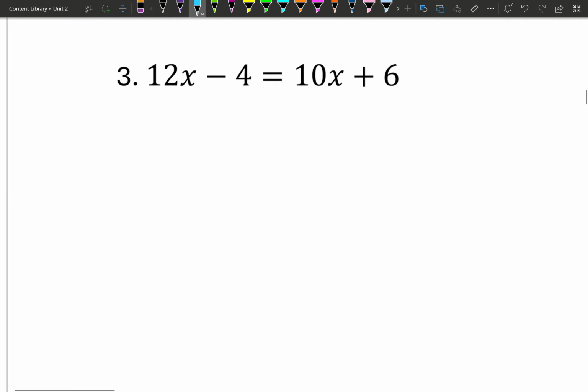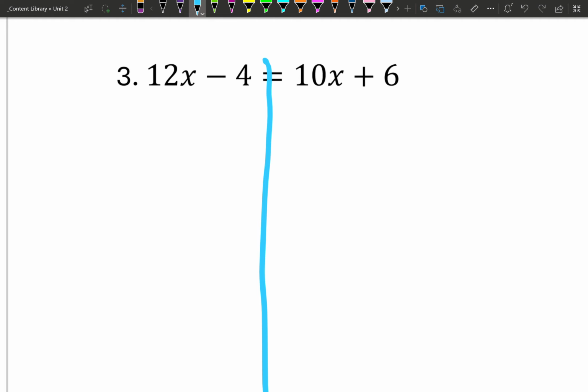So number 3 is a little different. Hopefully you can also tell that it has x's on both sides, so variables on both sides, and constants, so numbers without variables, on both sides. We have 4 ways of starting this problem. We can start by moving the 12x to the right, or the -4 to the right, or we could move the 10x to the left, or the +6 to the left.